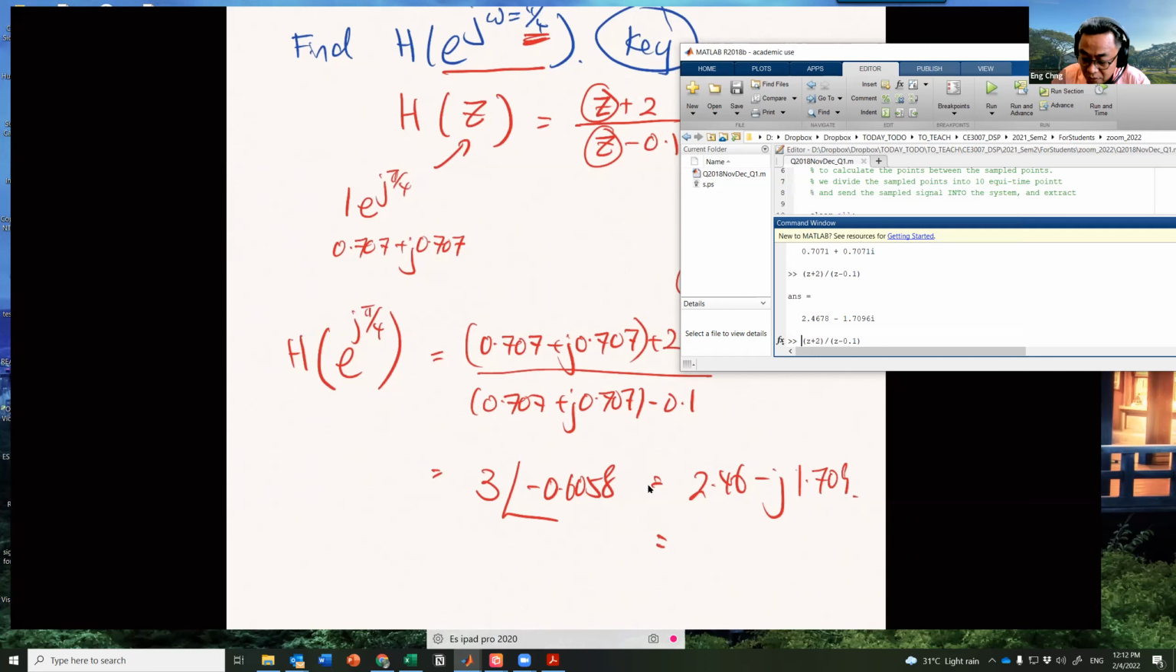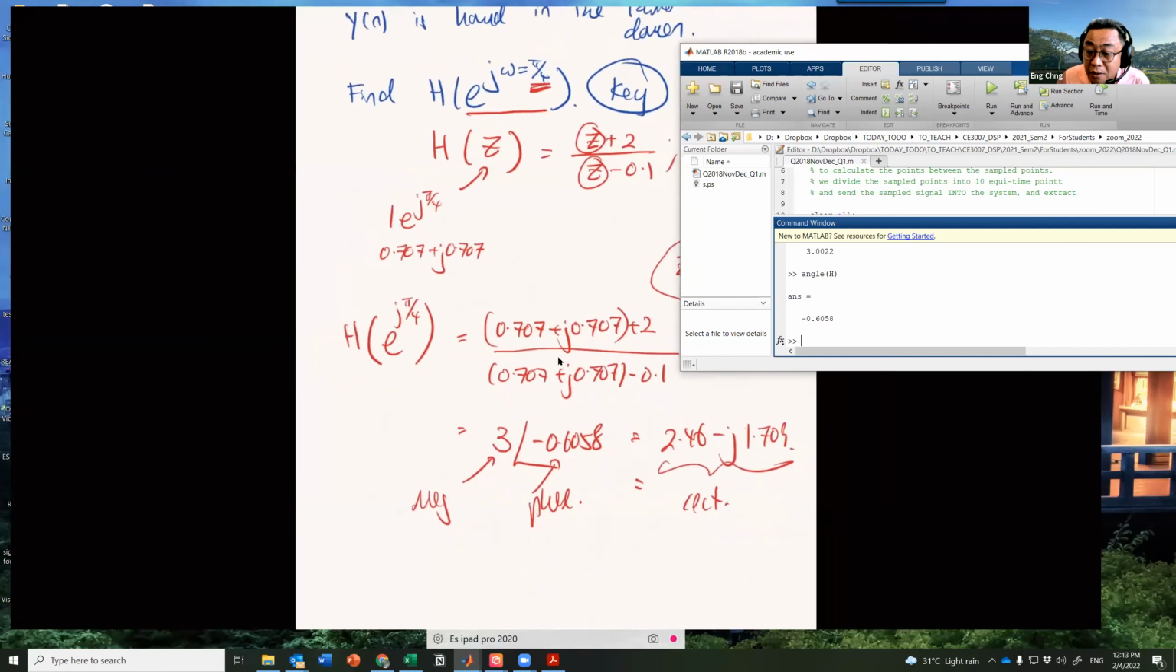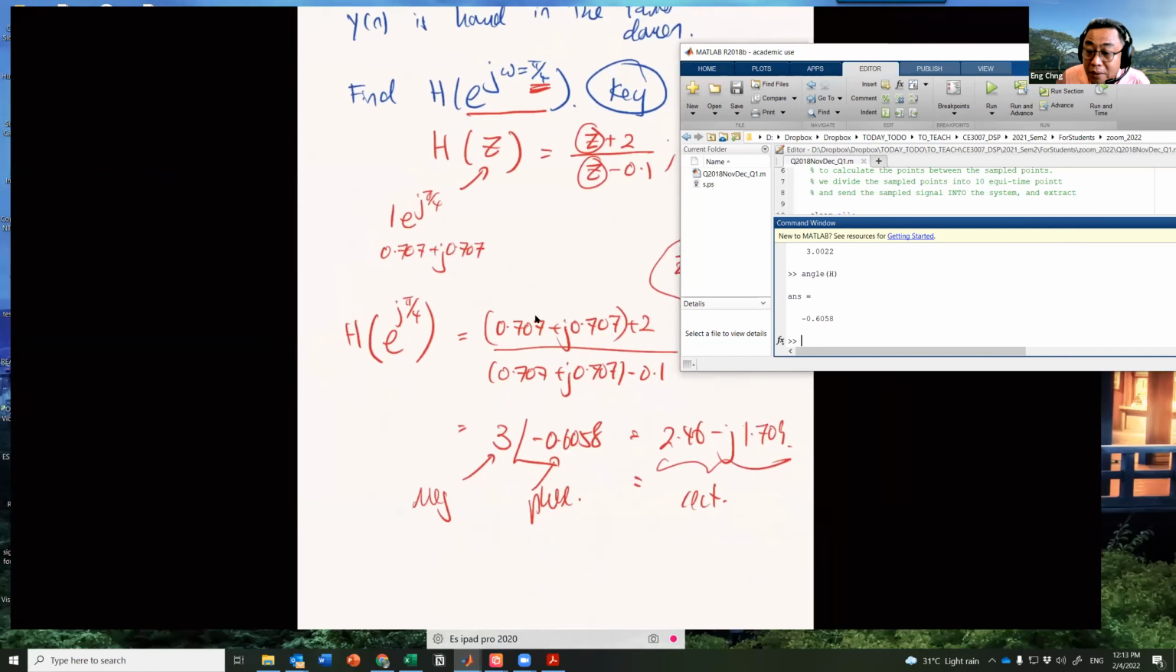So let us call this capital H. Then the absolute value of capital H is 3. The angle of H is minus 0.6058. So this is the magnitude, and this is the phase. And this is in rectangular form. We don't like rectangular form. Once we have the magnitude and the phase, the answer will come out now.